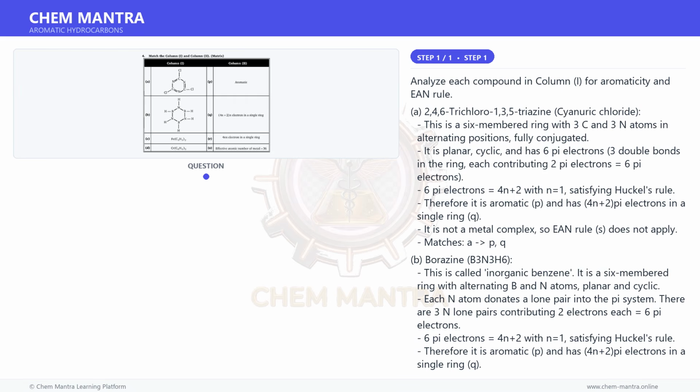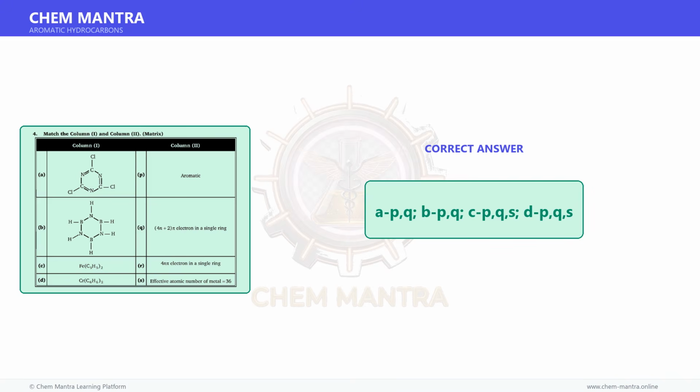Matches D, P, Q, S. Note on option R: 4n pi electrons in a single ring describes antiaromatic systems. None of the given compounds are antiaromatic, so R is not matched to any. Therefore, the correct answer is A-P, Q; B-P, Q; C-P, Q, S; D-P, Q, S. The correct answer is shown on screen.